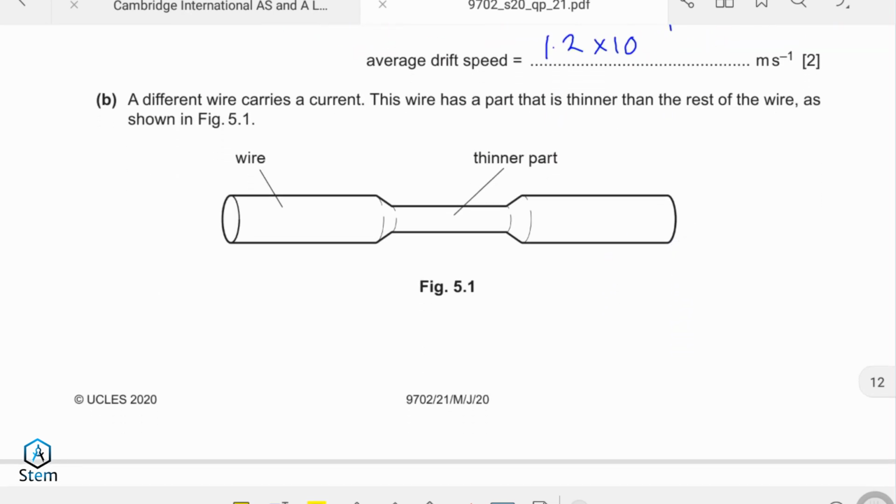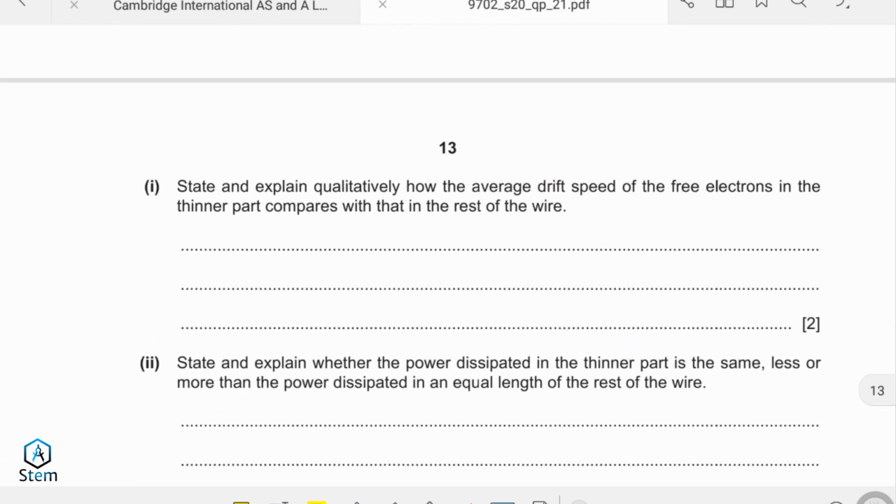A different wire carries a current. This wire has a part that is thinner than the rest of the wire, as shown in Fig 5.1. I think, though we have not been asked, you already know that a thinner wire has more resistance there. Let's see what they want us to say. State and explain qualitatively how the average drift speed of the free electrons in the thinner part compares with the rest of the wire.